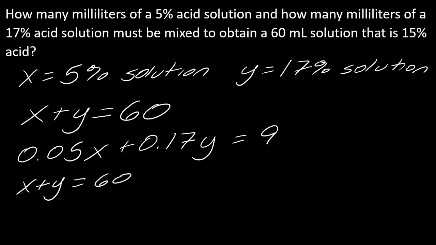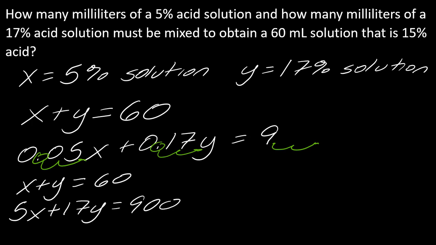And so I've talked about in other videos how you can clear decimals. So if you want to get rid of the decimals, what you can do is you can move all of these decimals this way. And remember, if you do that for those two, you have to also move the decimals for 9. So everything has to be moved. So this will come out to 5x plus 17y will equal 900. And so now I can go ahead and solve this system. I'm going to use elimination here again.